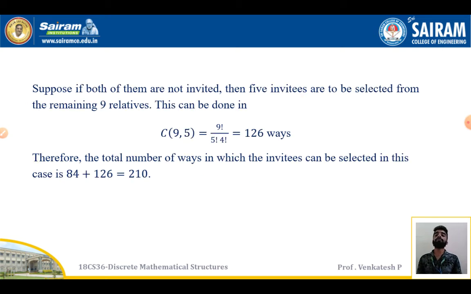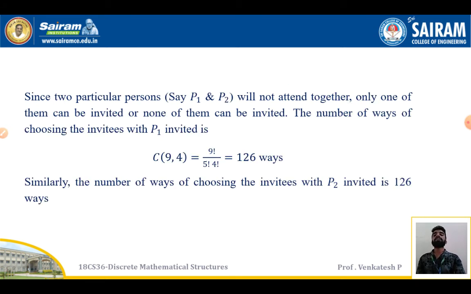Suppose both of them are not invited. Then 5 invitees are to be selected from the remaining 9 relatives. This can be done in C(9,5) ways. It is given by 9 factorial by 5 factorial into 4 factorial, which is equal to 126 ways. Therefore, the total number of ways in which this can be selected is 84 plus 126, which is equal to 210 ways.